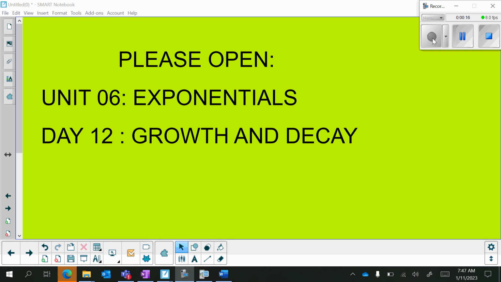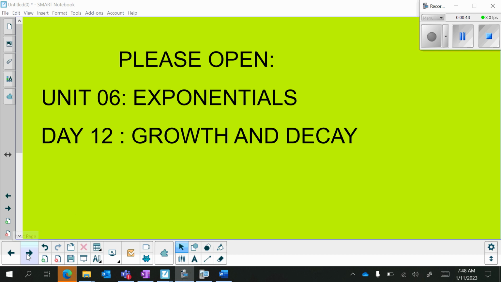So please open up your Unit 6, Exponentials, and go to the last thing in your notebook, which is called Day 12, Exponential Growth and Decay. Today, we're actually going to talk about the difference between growth and decay in the real life setting. And we're going to talk more about what the components of the equation of the exponential mean in the real life setting.